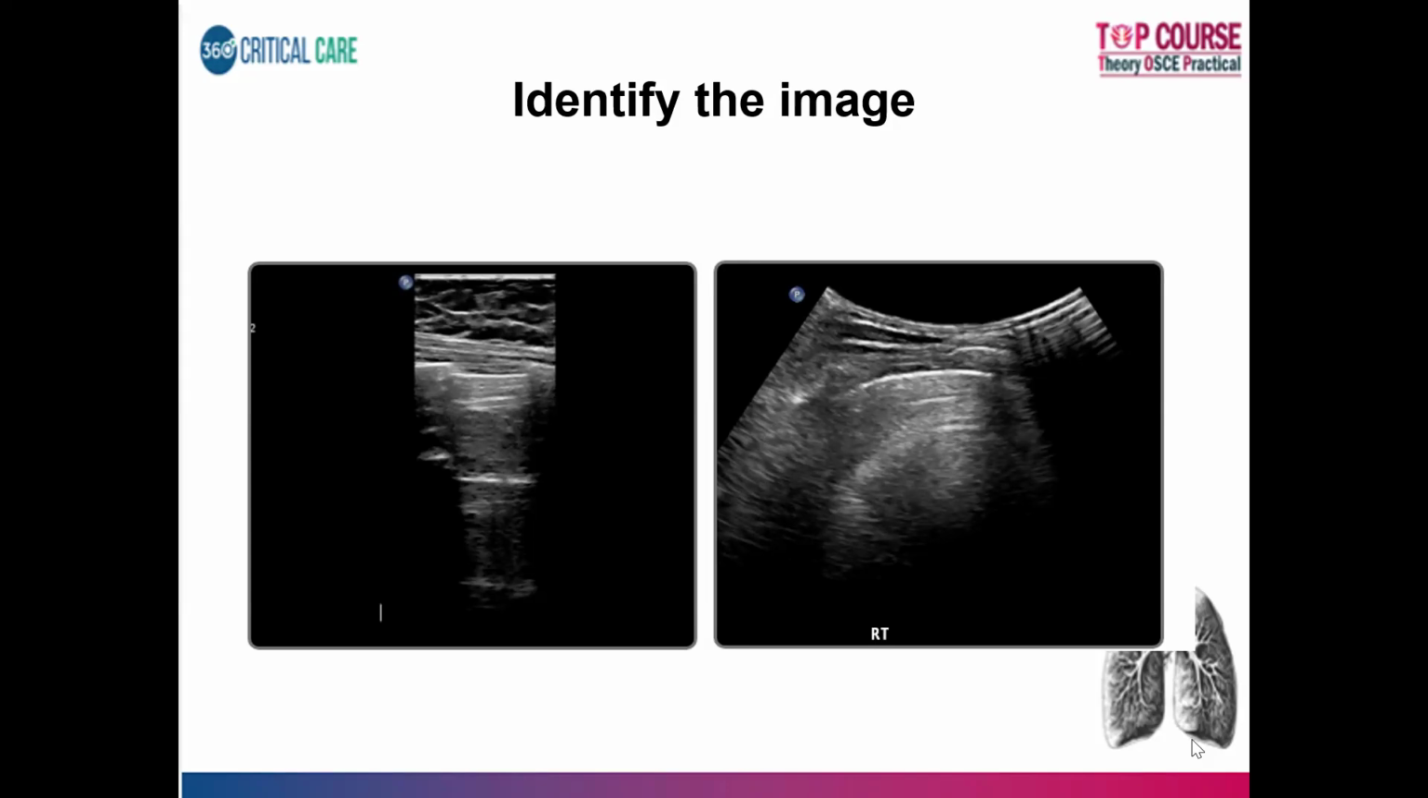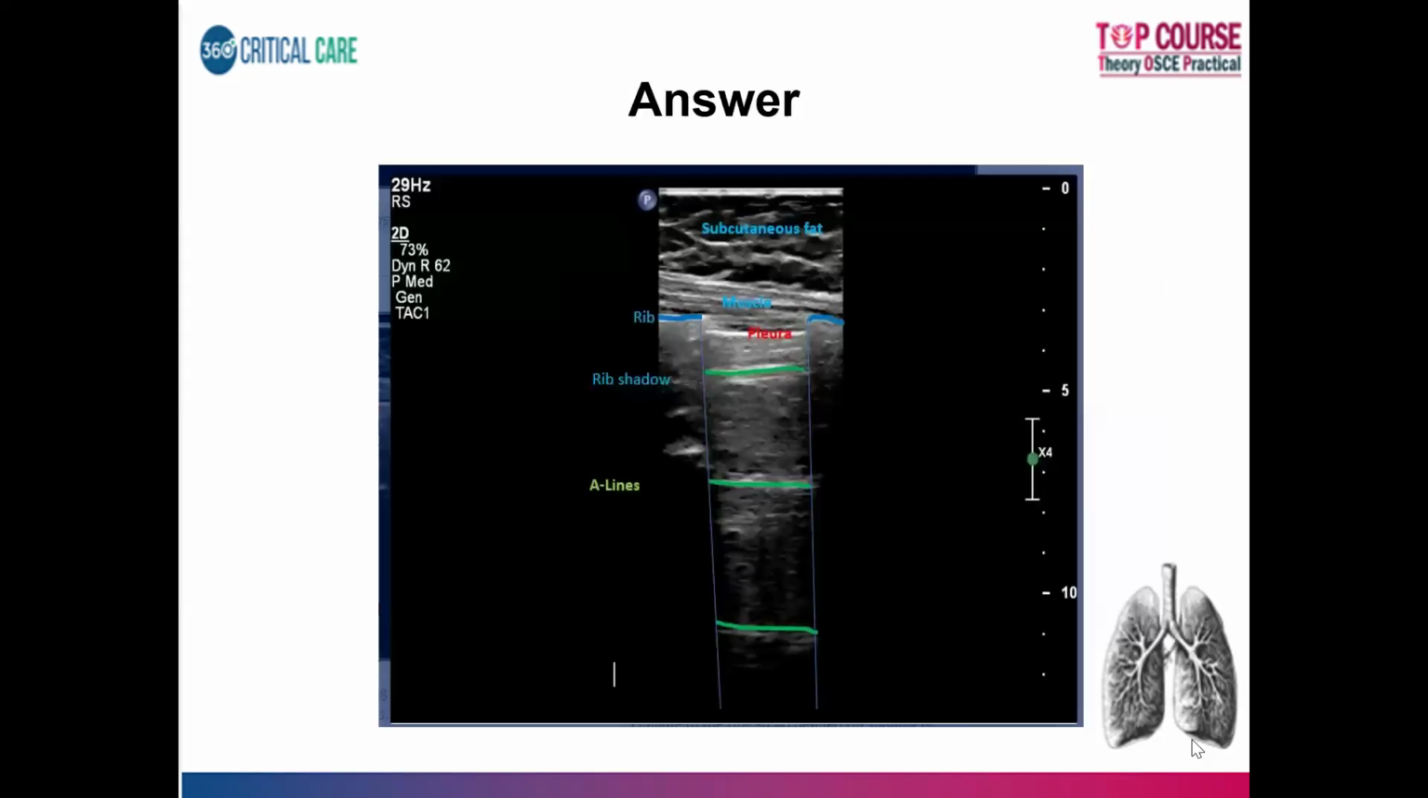Okay, lung slide is actually an indication of normal lung ultrasound. So these are the structures. You have the subcutaneous fat, the muscle, and the rib shadow, which was seen earlier. Then you have the thick white hyperechoic line, that is your pleura. Below the pleura you have horizontal, repeated white lines, between the two rib shadows. This is the A line.